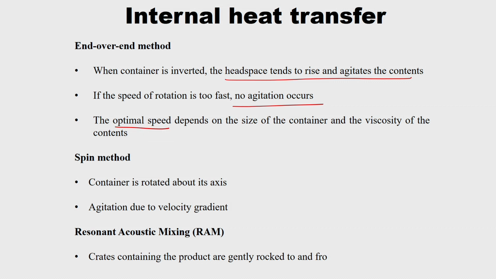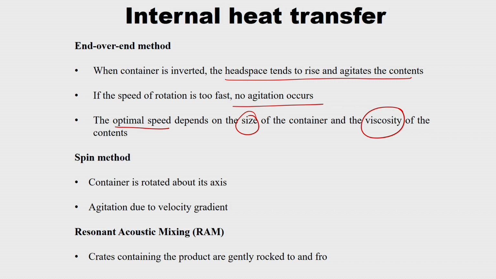So, for the optimal speed, one factor is the size of the container. If it is a small container, then your agitation would be different compared to a large one, because the time it takes to come here and go back will be different. Right. So, the optimal speed is decided based on your size as well as the viscosity of the contents inside the packaging.